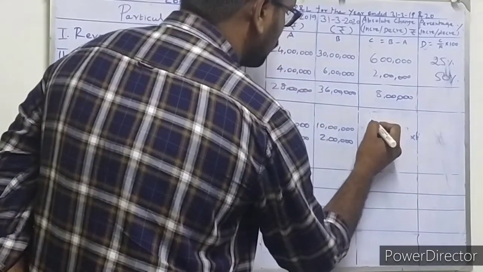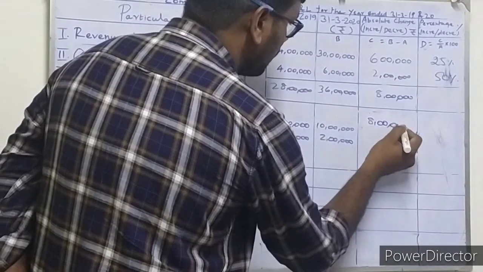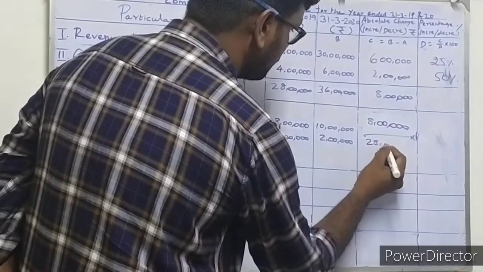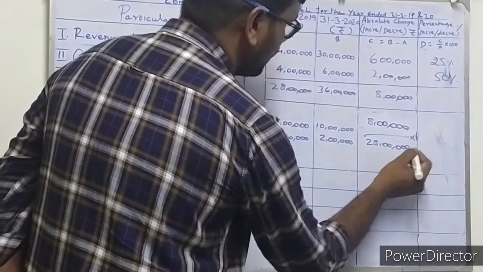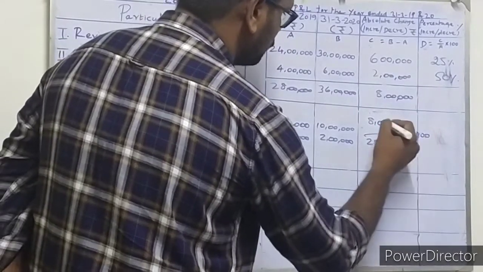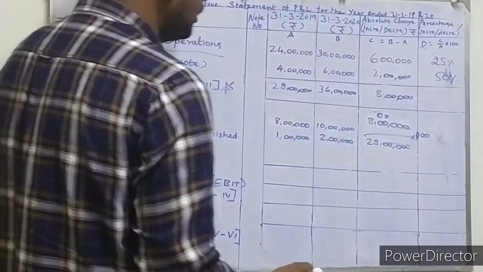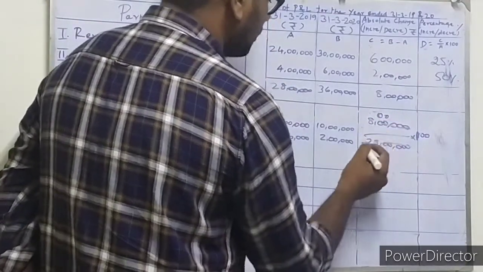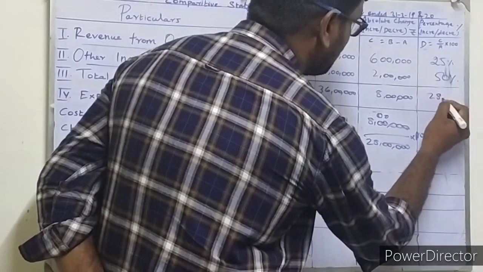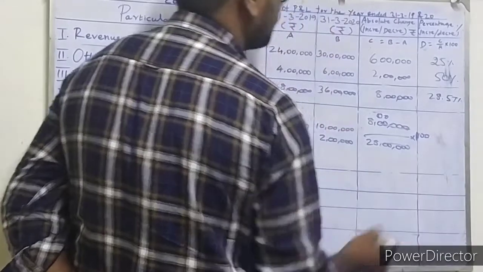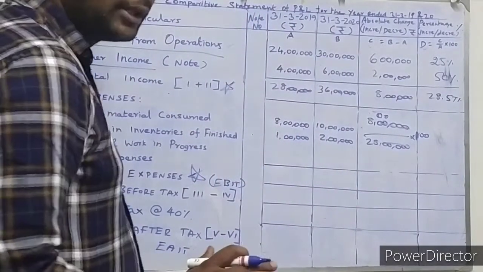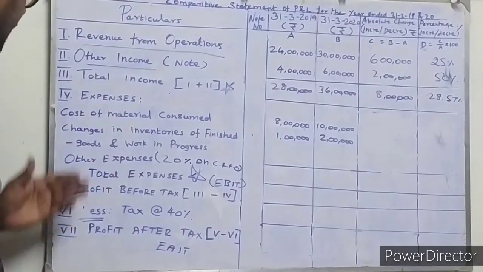So 8 lakh rupees divided by the base year, which is the previous year, 28 lakh, into 100. So now all five have gone. Multiplied with 100, then 2,800 divided by 28 is 28.57. 28.57% is increased compared to the previous year total income. Are you clear? Now we are going to deal with expenses.